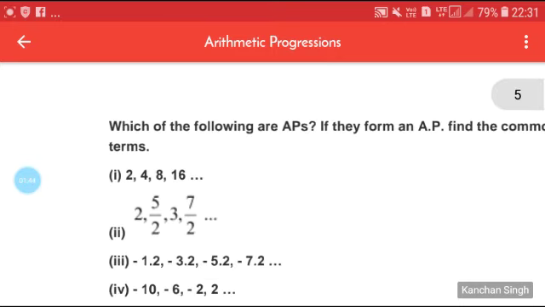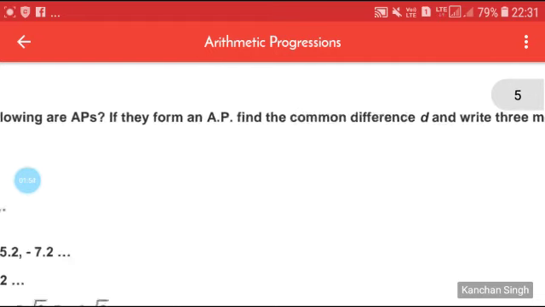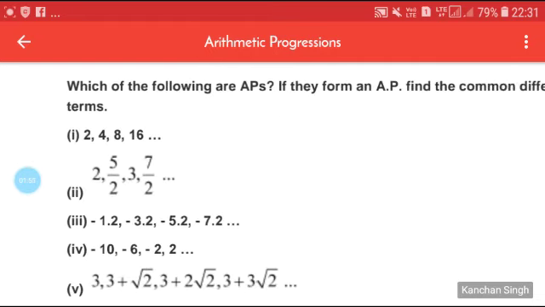Okay, now let us see our question number 4. Our question is: which of the following are APs? Here we have to tell which of the following are APs, and if they form an AP, find the common difference and write 3 more terms. Now see students, don't ignore such questions. You think, oh, this is a very easy question and will not come in the exam. But they sometimes ask all the easy questions, so that students get confused and are not able to write.